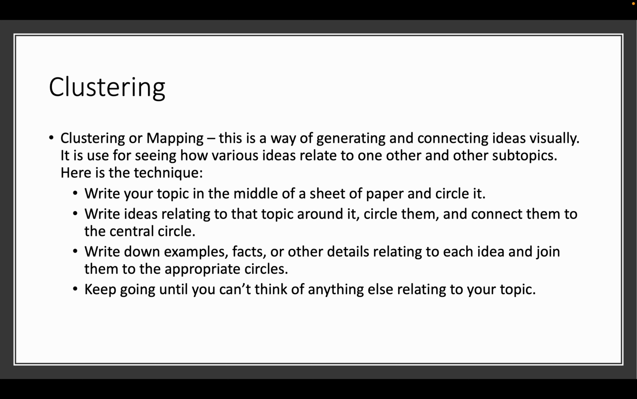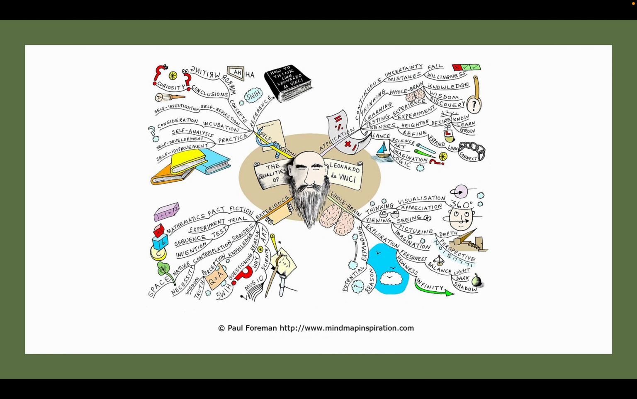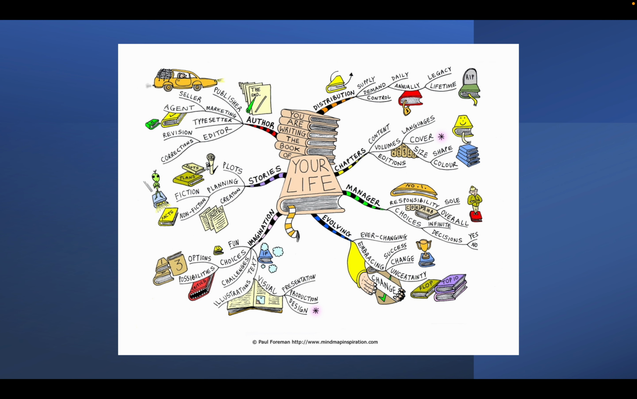And I have some examples of what that might look like. I have a couple of them. So here's one. We can see that this student is working sort of in the health field or the medical field, trying to come up with some ideas on how to improve health-related outcomes. Here's another one. This is by an artist named Paul Foreman, who does these sort of clustering or mind mapping outlines where he's looking at just different topics. This one is on Leonardo da Vinci. This is the same creator, Paul Foreman, and here he's just kind of talking about his own life story.